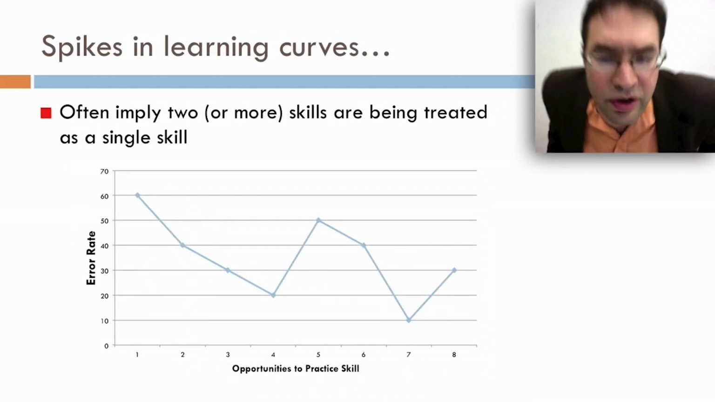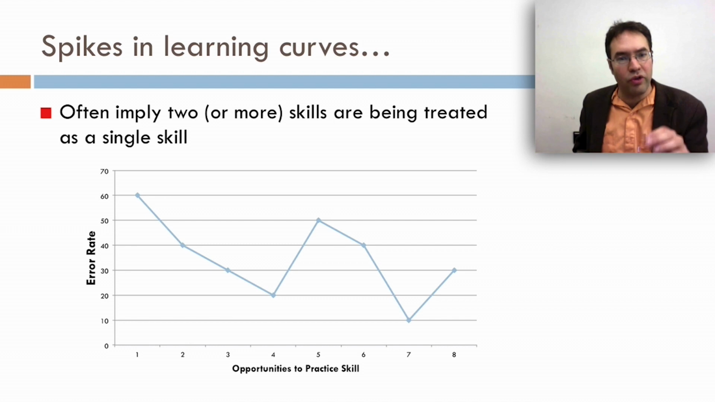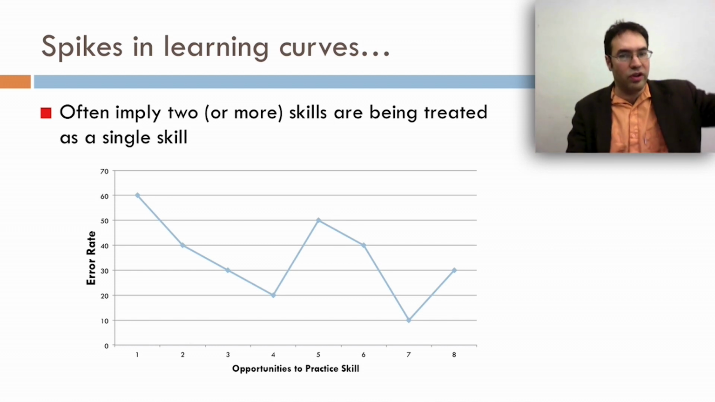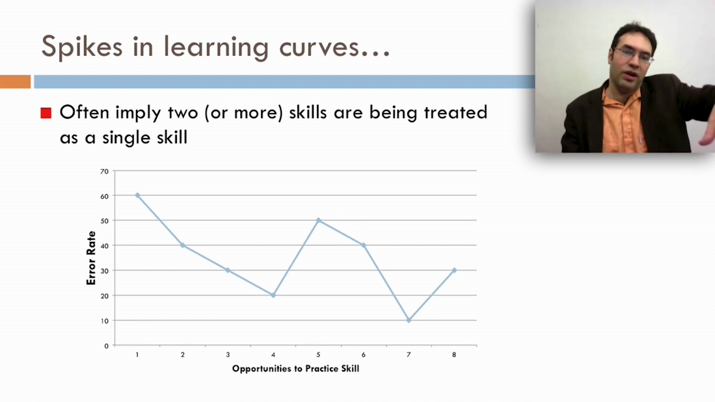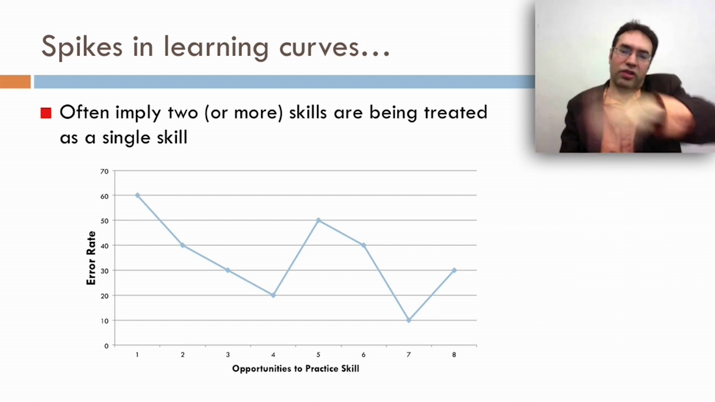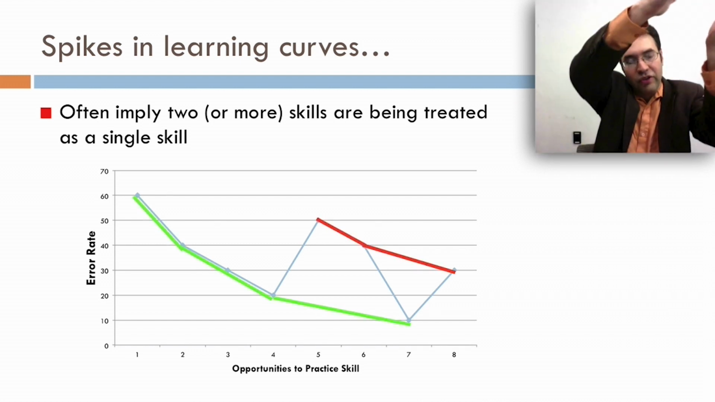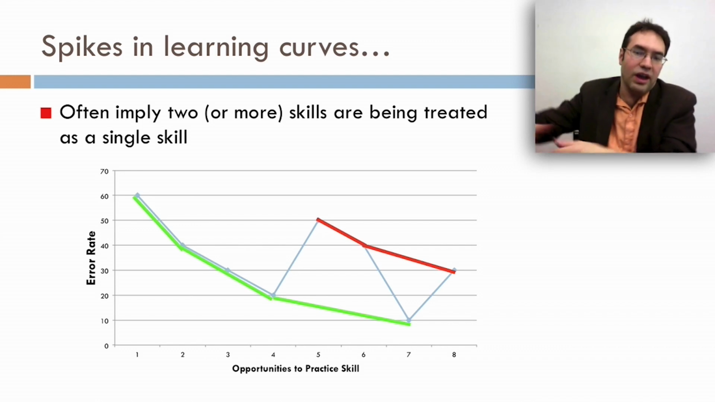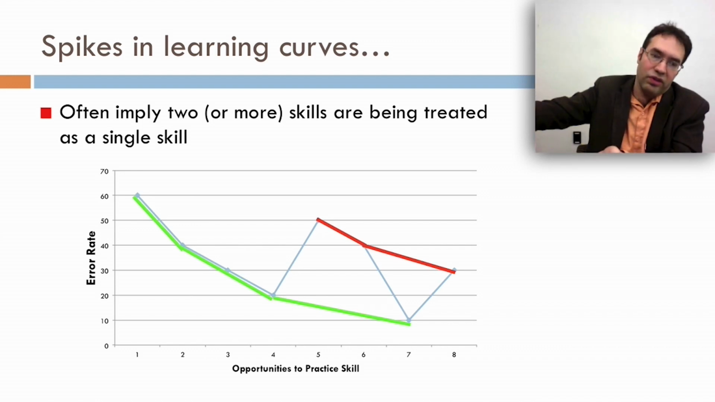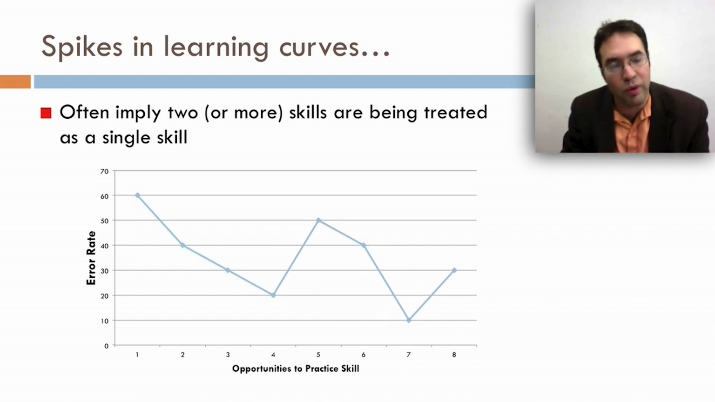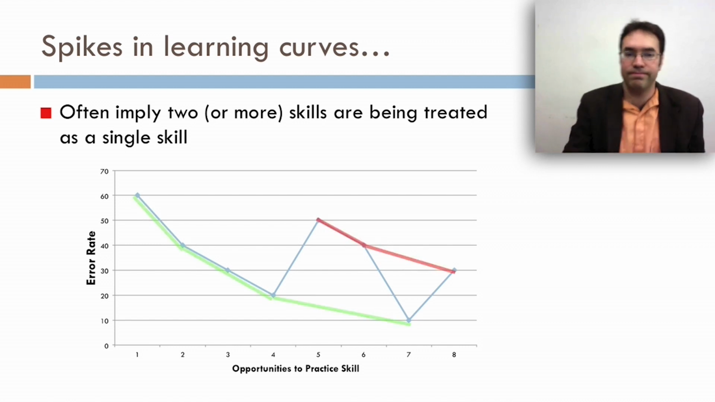Now, spikes in learning curves often imply that 2 or more skills are being treated as a single skill. So if we look at this graph, the student seems to be getting better, then they shoot up, then they come down, then they shoot up again. And actually, this graph is demonstrating 2 different learning curves occurring. If you look at it as 2 learning curves, it looks really smooth and nice. But if you look at it as one, it's a total mess.